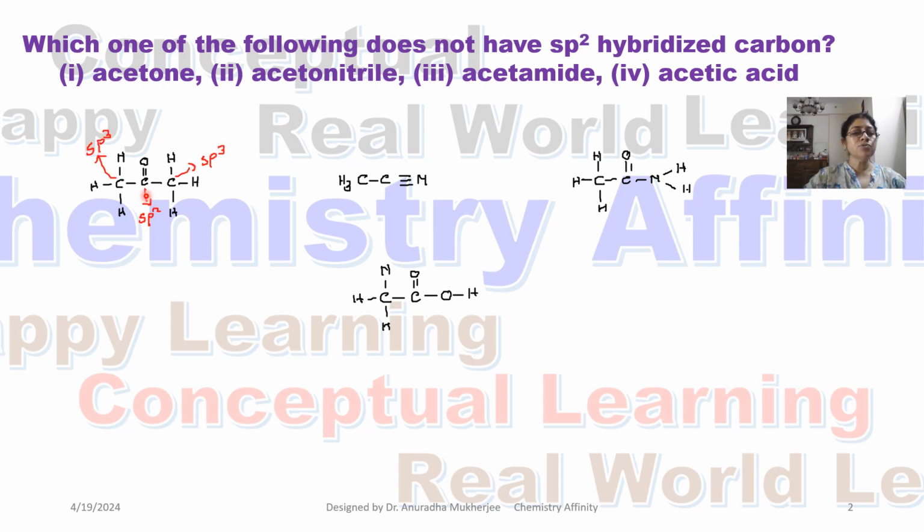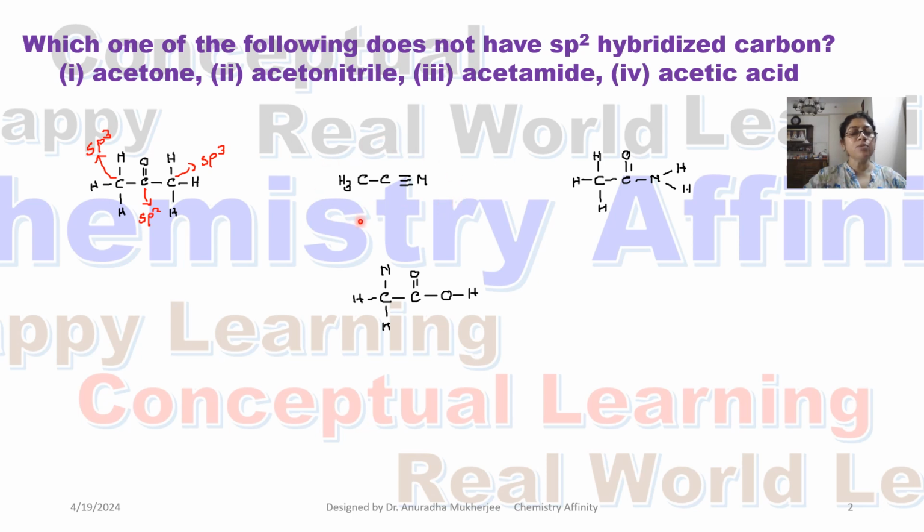Now the carbon which has one double bond and two single bonds, that carbon will be sp2. And the carbon which has four single bonds, that will be sp3. So the left hand side and the right hand side carbons are sp3. In between, the carbonyl carbon is sp2.